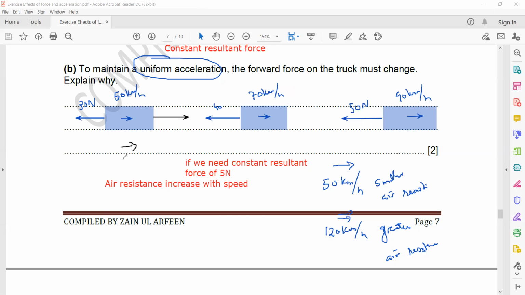We need a constant resultant force of 5 Newton on this truck. If the backward force is 30, how much should be the forward force? We want it to accelerate, so the forward force should be higher, so this should be 35. When the forward force is 35 and the backward force is 30, the resultant force is 5 Newton.